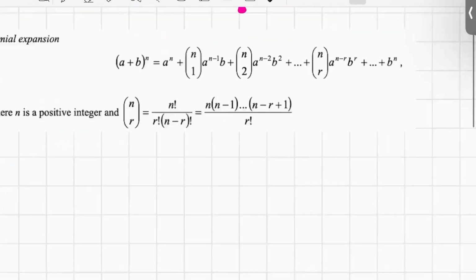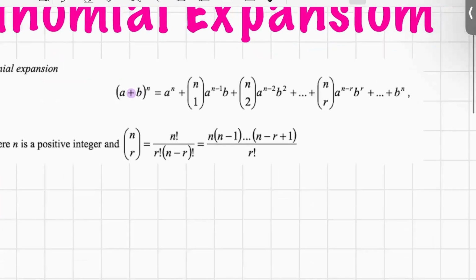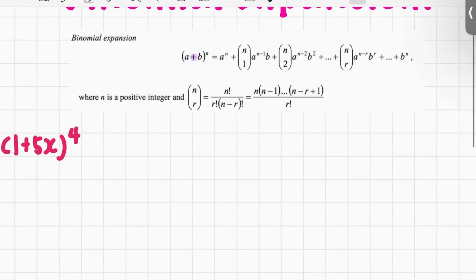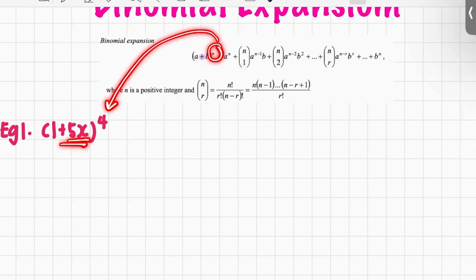Before we start, look at the formula sheet. I want you to notice that this is actually a plus. That means if it's a minus, you've got to bring out the minus accordingly. We'll do one minus question later. We'll do a simple one first. In this case, if we compare exactly, A is 1, then plus, B is 5x, not just 5, and N is a power of 4.